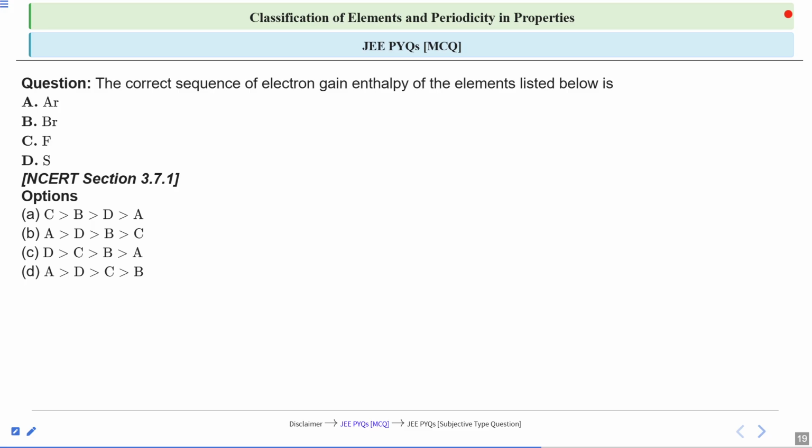Now, moving on to the next question. The correct sequence of electron gain enthalpy of the elements listed below is, options are given here, and 4 elements are given: argon, bromine, fluorine, and sulfur. And you have to arrange them in the correct order of electron gain enthalpy. Your time to solve this question starts now.